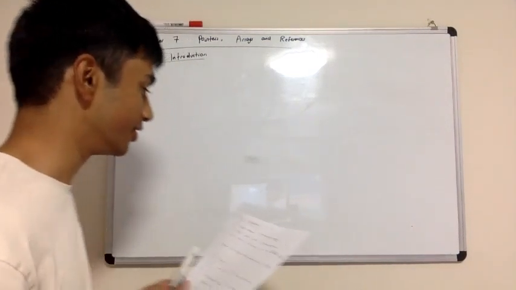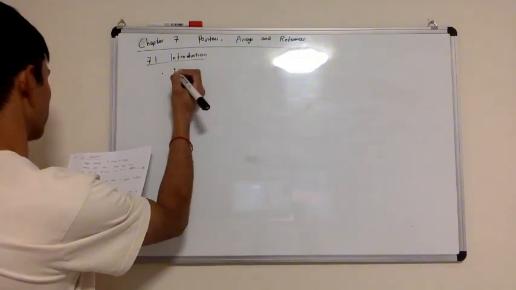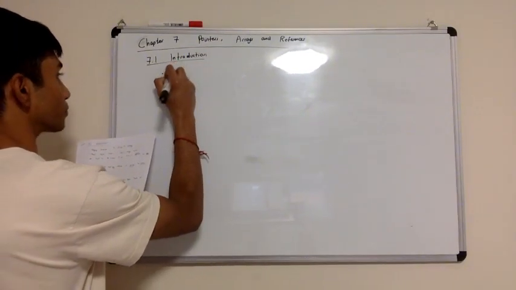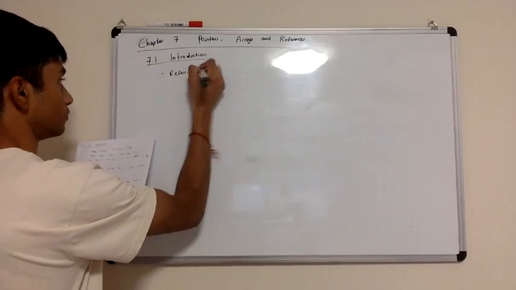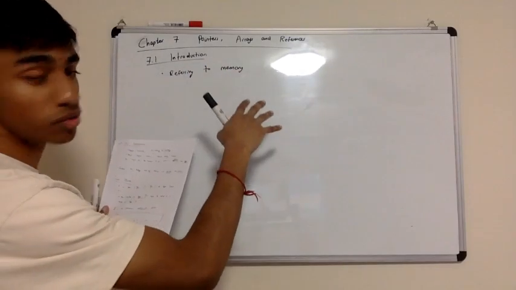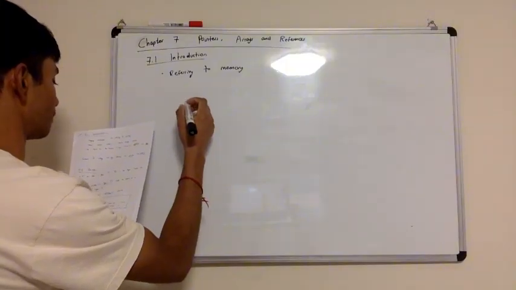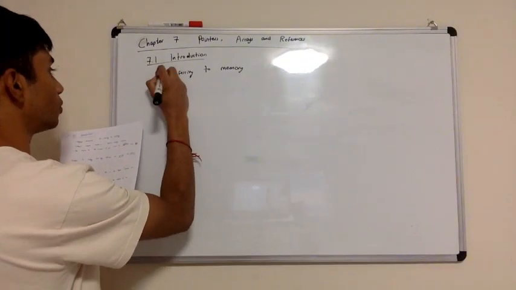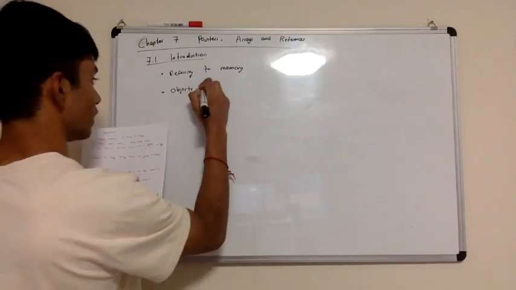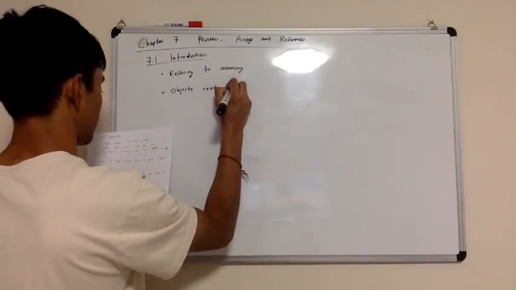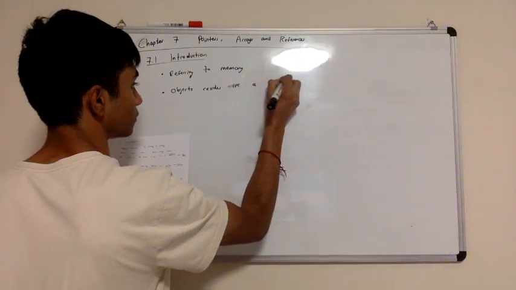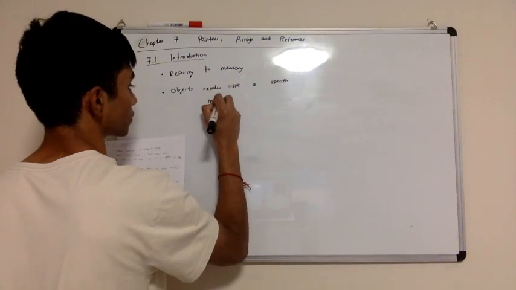Beginning with the introduction, almost a quick summary of what we're going to be looking at. Pointers, arrays, and references are all language mechanisms for referring to memory. Each of these, in their own special way, refers to memory. We can recall that most objects, and we defined what an object was, reside in a specific memory address.